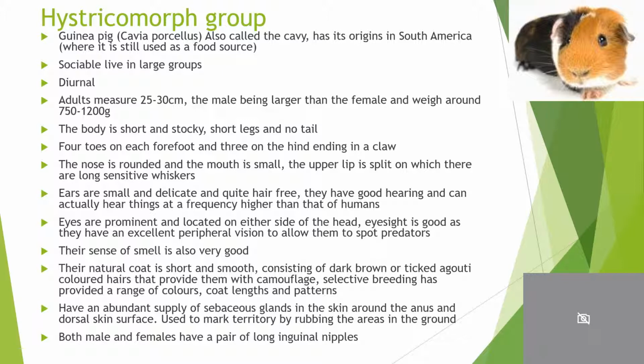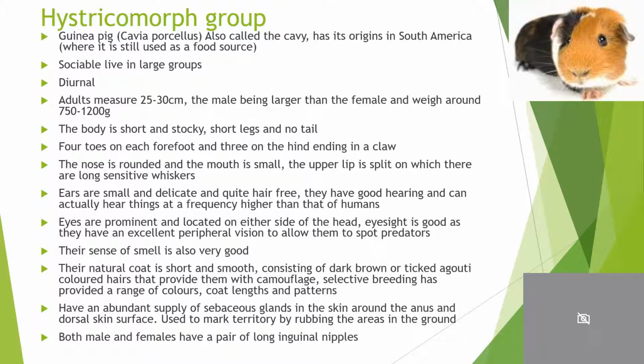Their eyes are prominent and located on either side of the head. Their eyesight is good as they have excellent peripheral vision to allow them to spot predators. Their sense of smell is also very good. Their natural coat is short and smooth. It consists of dark brown or tipped agouti coloured hairs that provide them with camouflage, and selective breeding has provided a range of colours, coat lengths and patterns.